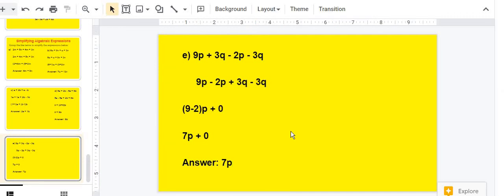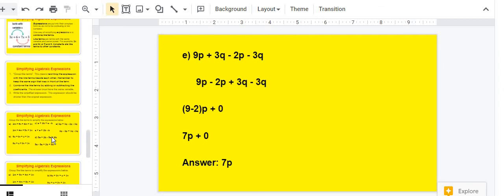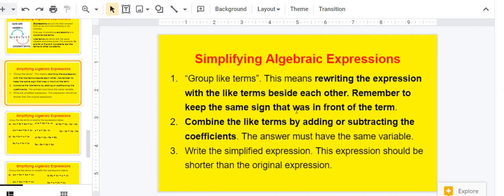Alright, that's basically it for simplifying algebraic expressions. And I want you to use the steps that are here if you're not sure what to do when you're given an algebraic expression to simplify.